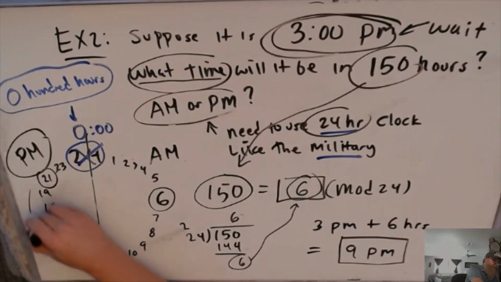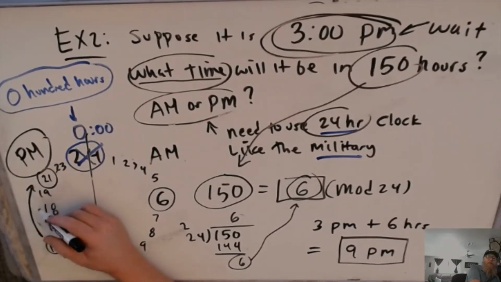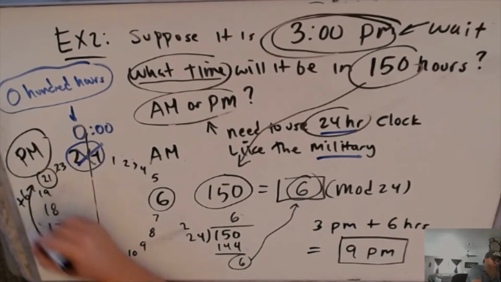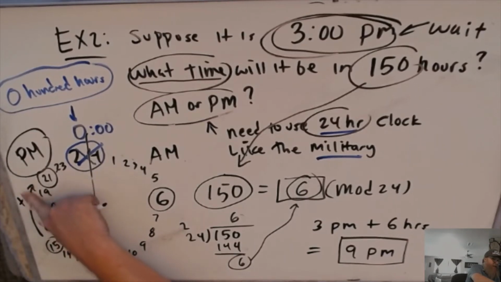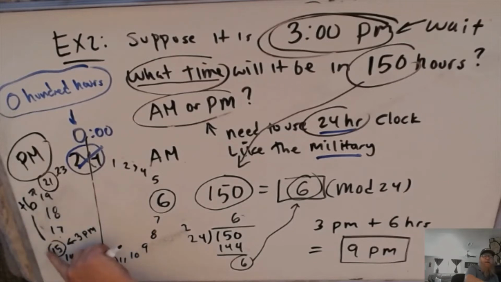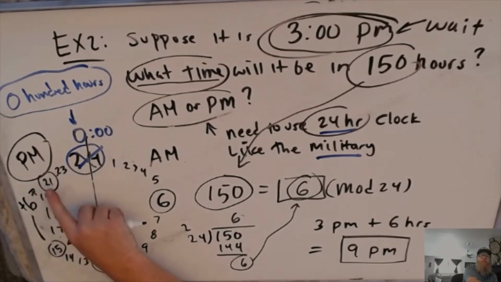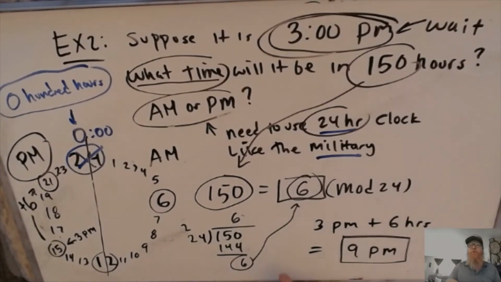I'm adding 6 hours to 15, and that's how I get my 21. Now, I don't want the answer in military time. In military time, you'd say 2,100 hours, sir. But I want you to say it in civilian time, so 2,100 hours is 9 p.m.